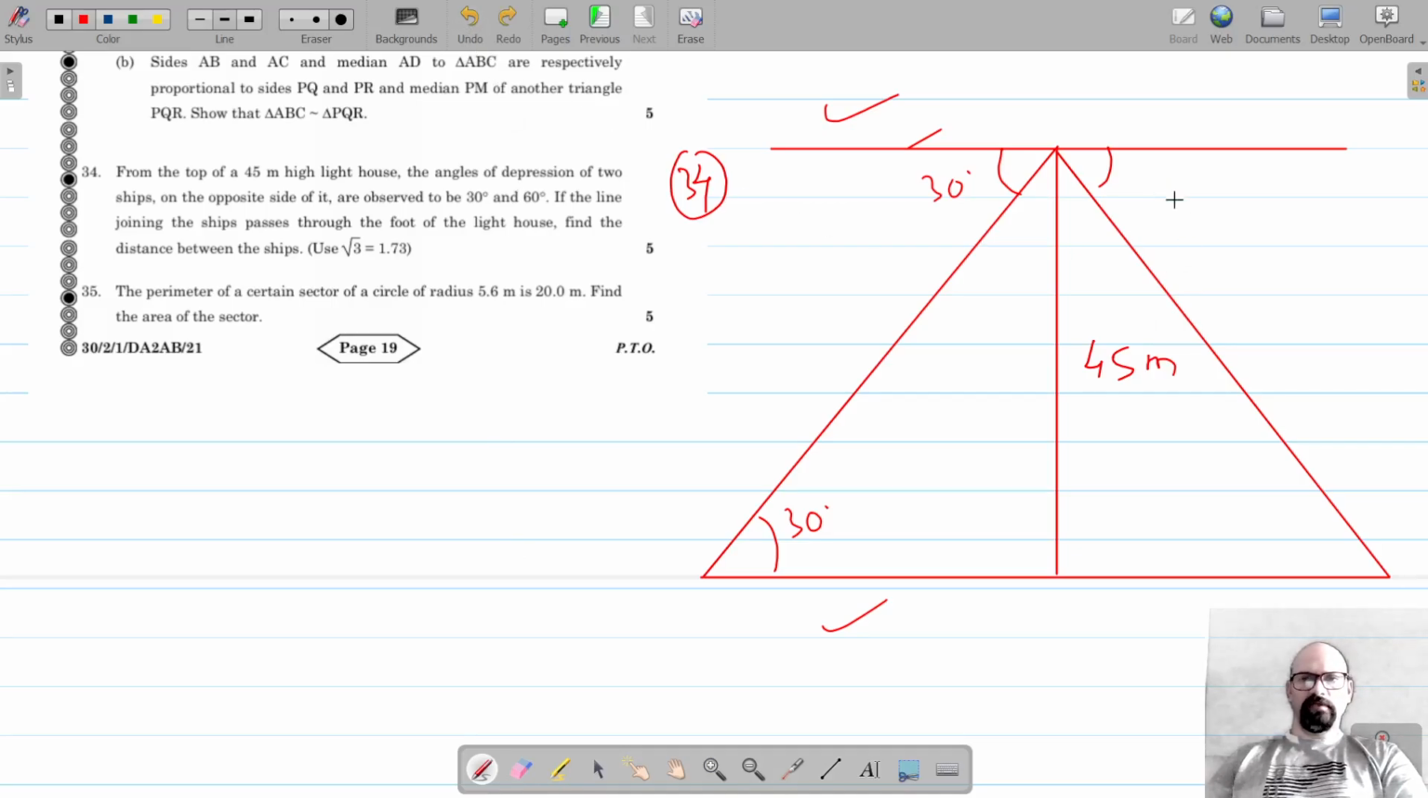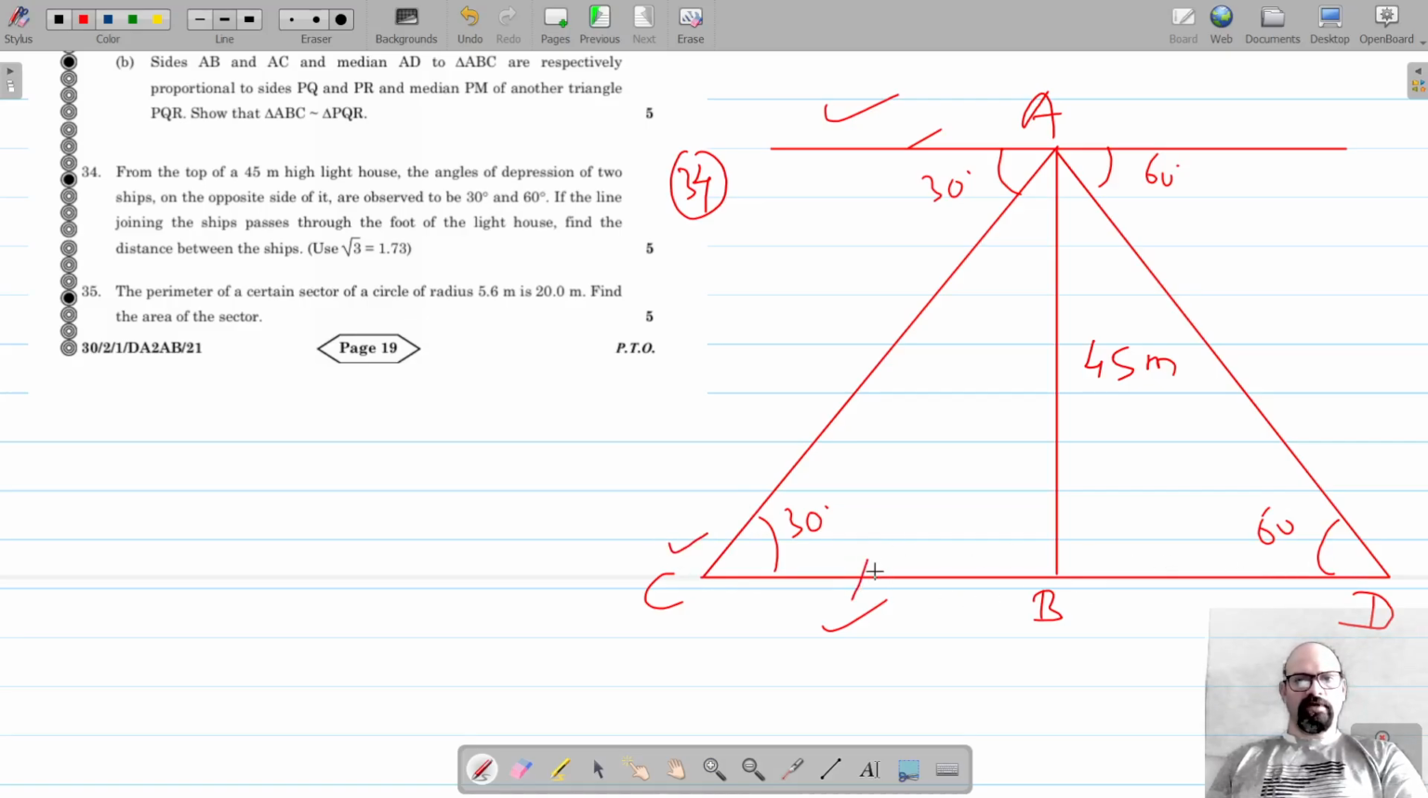So this is 60 degrees, so that means this angle is also 60 degrees. Let AB be the height of the lighthouse. This is C and this is D. Now, if the line joining the ships passes through the foot of the lighthouse, we have to find the distance between the ships, that is CD.